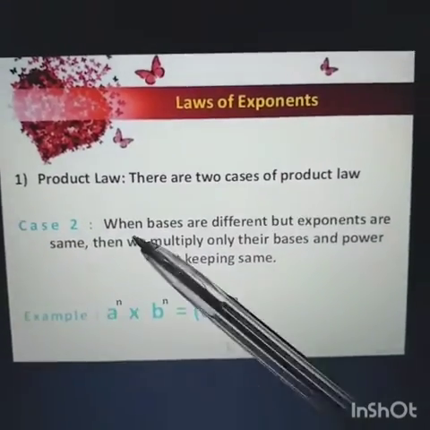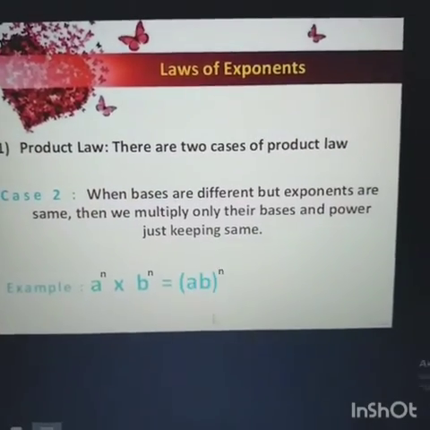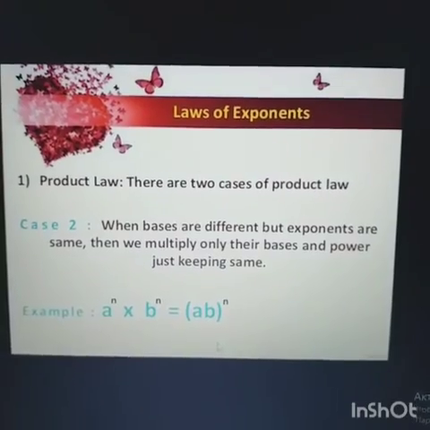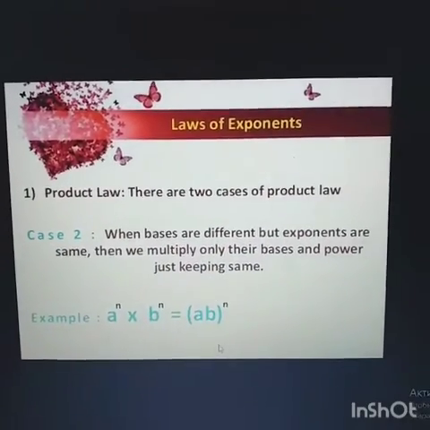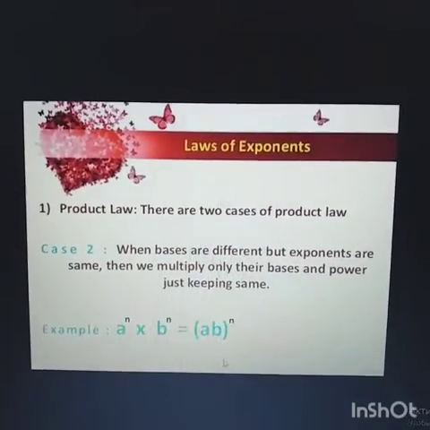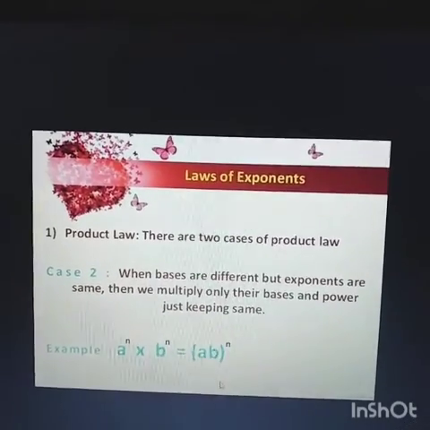Second, when bases are different but exponents are the same, then we multiply only their bases and keep the power the same. Example, a to the power of n times b to the power of n is equal to, in parentheses, a times b, to the power of n.